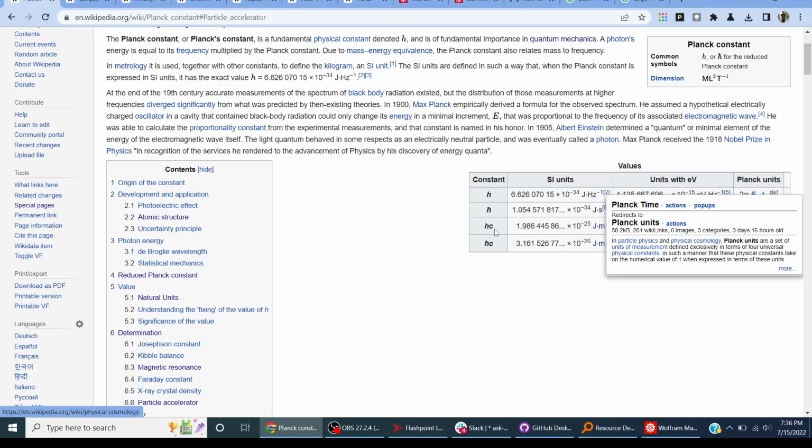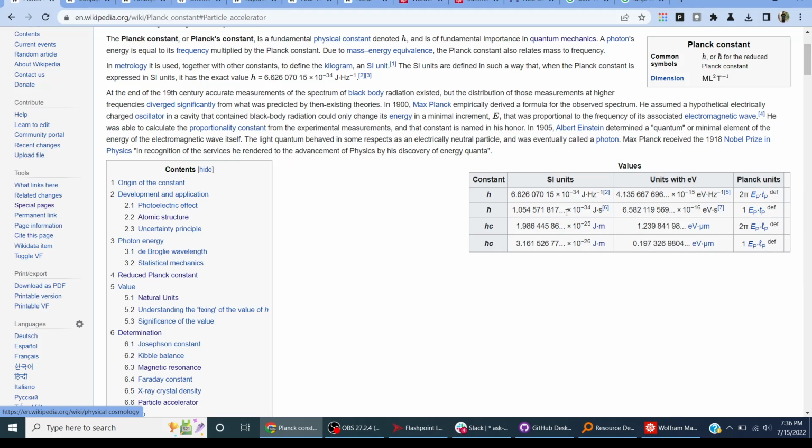h bar equals 1.054571 times 10 to the minus 34 joule seconds. Units with electron volts: 6.582 times 10 to the minus 16 electron volts times seconds. Planck units: equals 1 Planck energy times 1 Planck time.